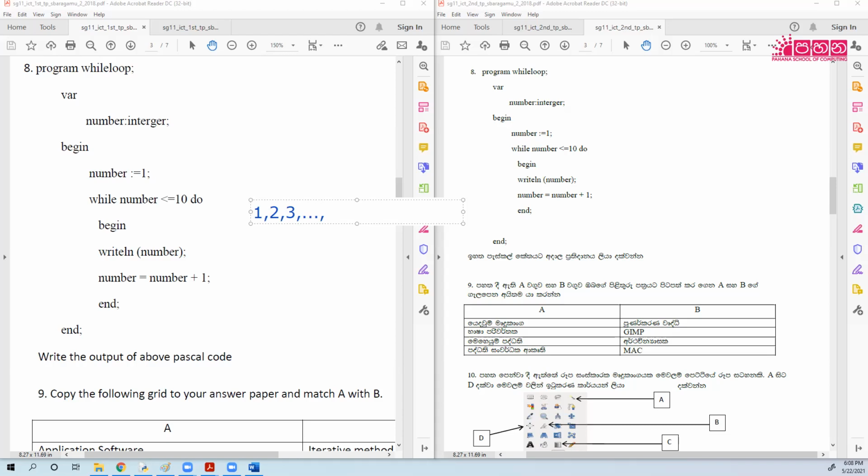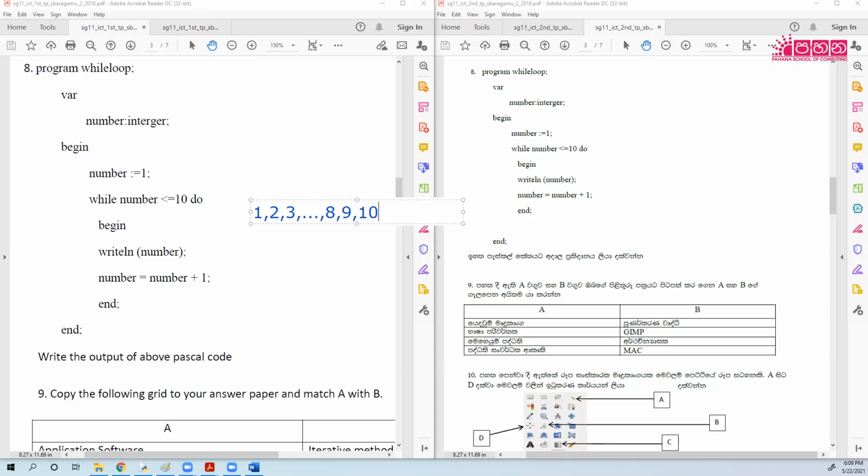Let's say you print 8. 8 plus 1 is 9. Is 9 less than or equal to 10? Yes. Then it will print 9. Then 9 plus 1, that is 10. You check, is 10 less than or equal to 10? Yes, it's equal to 10. So it will print 10 as well.